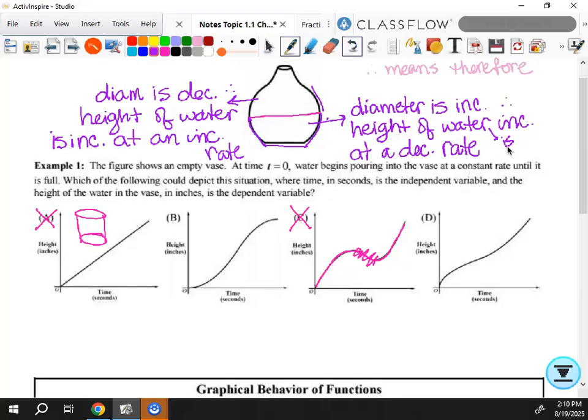All right, so knowing all that then, have we made a decision between B and D? What do we think it is? D. So my height's increasing no matter what. It starts to slow down and then it speeds back up. Okay? And the answer is D.